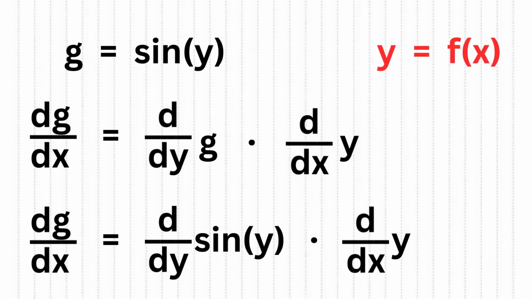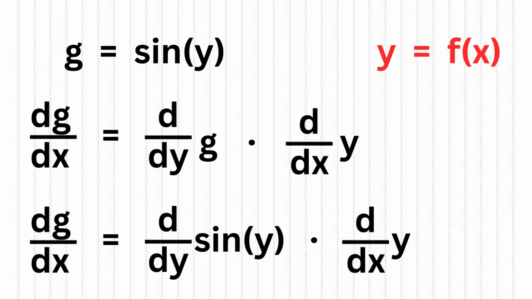This is the part of the video where I publicly shame you for not listening when I told you to go learn implicit differentiation beforehand. Let's say we have g, which is a function of y, and y is a function of x. In order to find the derivative of g with respect to x, dg dx, we need to take the derivative of the g function with respect to y multiplied by the derivative of the y function with respect to x.